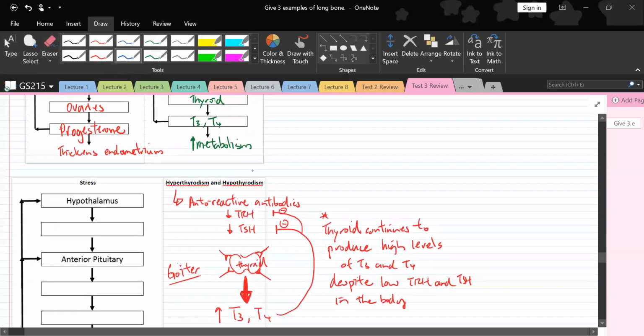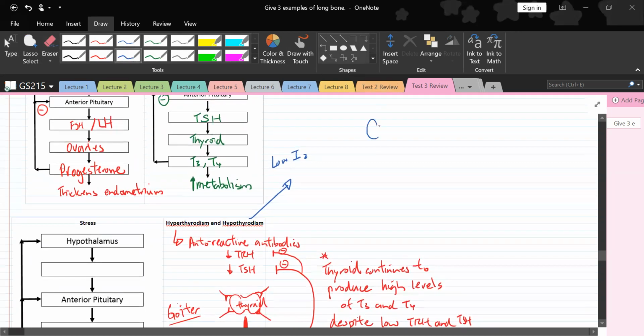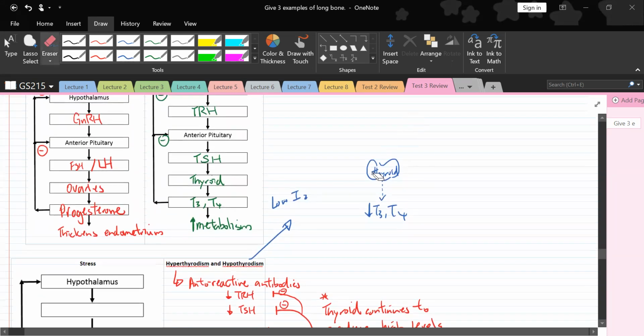For hypothyroidism, which again has different causes, let's say we have low iodine in our diet. Iodine is needed to make T3 and T4. So here is your thyroid gland, and it's not able to make T3 and T4. So you have low T3 and T4 because of insufficient iodine in the system. You don't have enough raw material to make the T3 and T4.